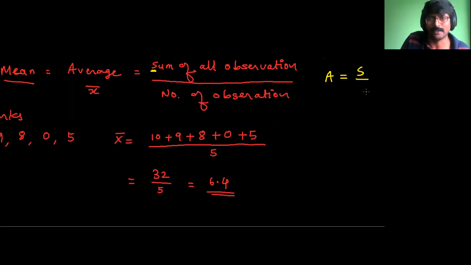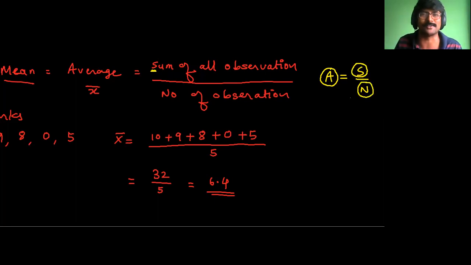Now there are three variables. Which are the three variables? A for average, S for sum of all observations, and N for the number of observations. Students, understand these three variables. Out of these three variables, any one would be asked you to calculate, whereas the other two would always be given to you. Somewhere the sum of all observations will be given, somewhere the number of observations will be given, and then they will ask you to calculate the average.